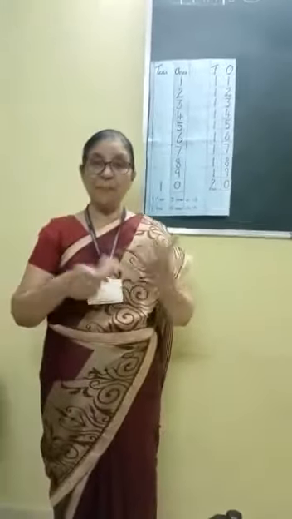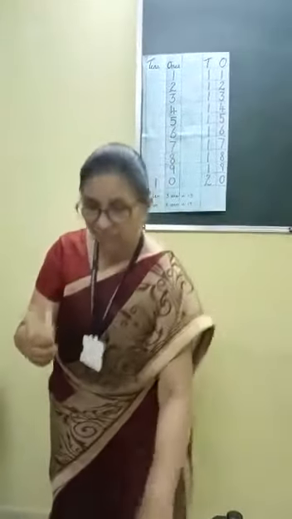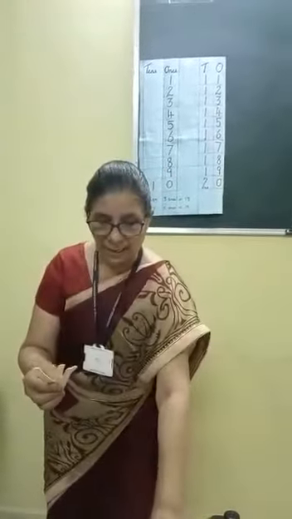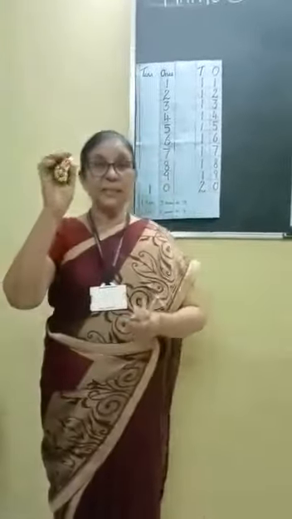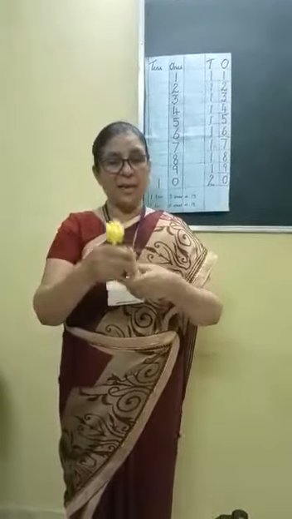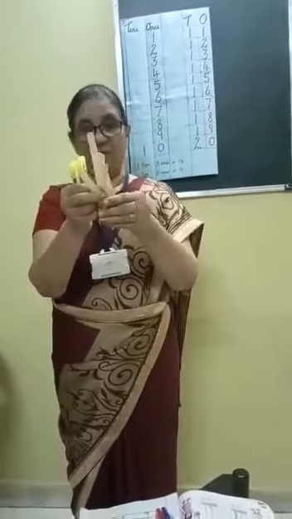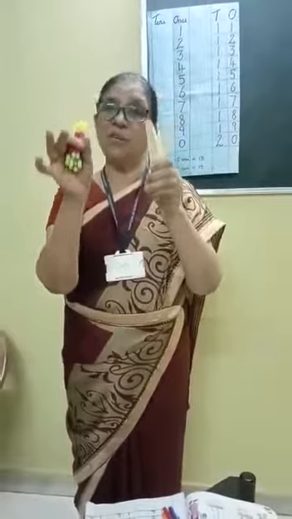Now I have some ice cream sticks. How many ice cream sticks do I have? 1, 2, 3, 4 and 5. These are 5 ice cream sticks. Now, this is the bundle of 10 sketch pens, so 1 ten. And how many loose ice cream sticks? 1, 2, 3, 4 and 5. So, 1 ten, 5 ones. This is called number 15.